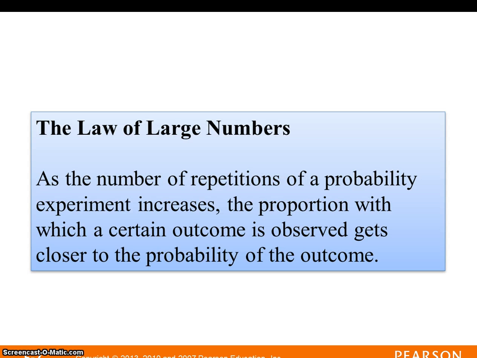One of the important things that we'll use in this section is called the law of large numbers. The law of large numbers says that as the number of repetitions of a probability experiment increases, the proportion with which a certain outcome is observed gets closer and closer to the probability of that outcome. An example would be flipping a coin. Over longer periods of time, the proportion of heads would get closer and closer to 50%. Maybe you flip a coin and you get a heads the first time and then heads the second time, but you should see later on that you should get some tails.